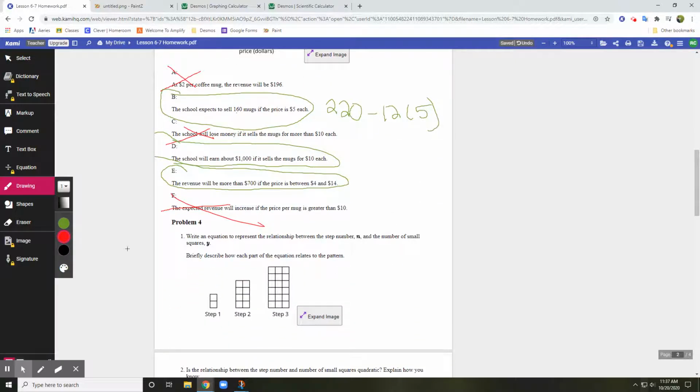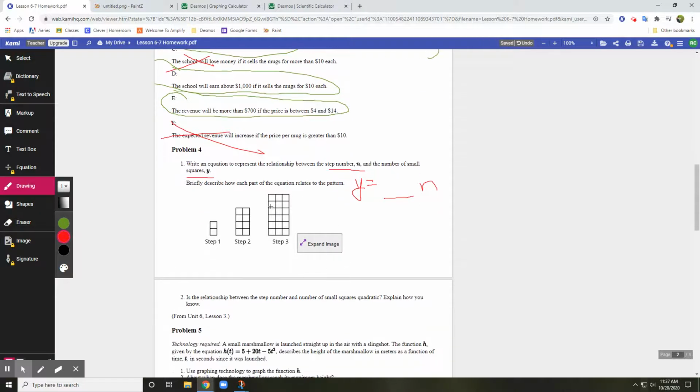All right, let's look at problem 4. Write an equation to represent the relationship between n, the step number, and the number of squares y. So our answer is going to be y equals some math in n. Describe how each part of it. When I look at this, I can see right away that it is not linear, right? We are not adding the same amount each time. This is 8. 2 times 4 is 8. 8 times 4 is 24. This is not 24. So I know for sure that it's going to be quadratic.